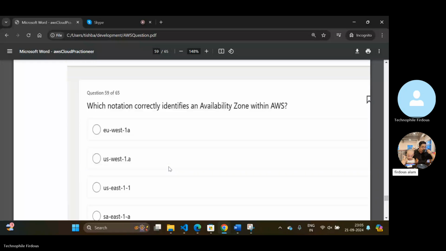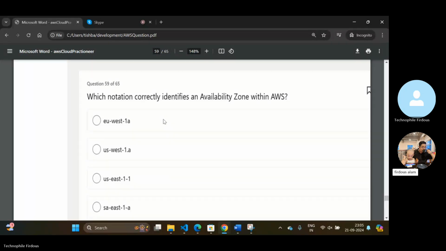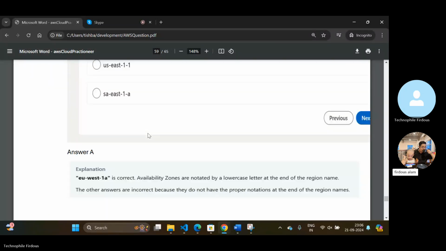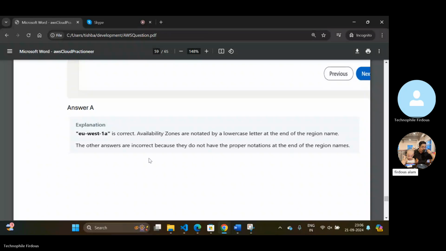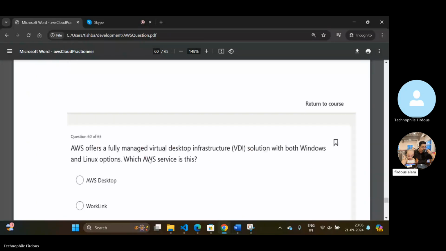Which notation correctly identifies the availability zone within AWS? Okay, it's talking about the notation. How can we identify an availability zone within the AWS region? I think this first one. I think earlier also this kind of question was there. Generally, the region and then the availability zone would be the text. The single unit text we add. So the answer is A for this. Okay. Yep. Now go to the next one.